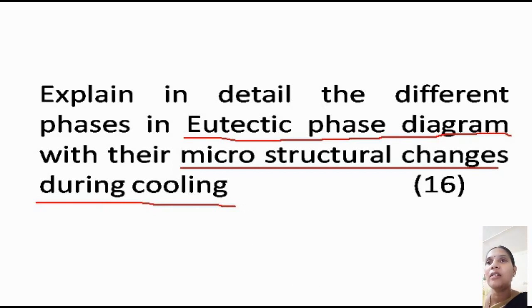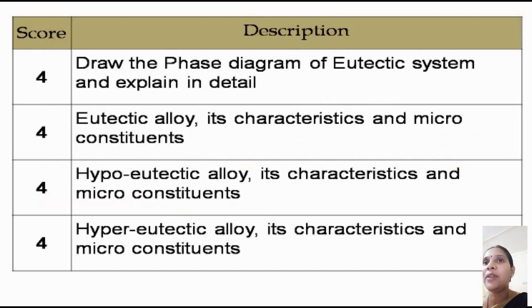So the rubric for this question would be 4 marks for drawing and explaining the eutectic phase diagram in a legible way, and then explaining what is a eutectic alloy and its characteristics along with microstructure evolution, showing the microconstituents. That is, for a eutectic alloy, it is just a eutectic mixture, that is a lamella of alternate alpha and beta phases.